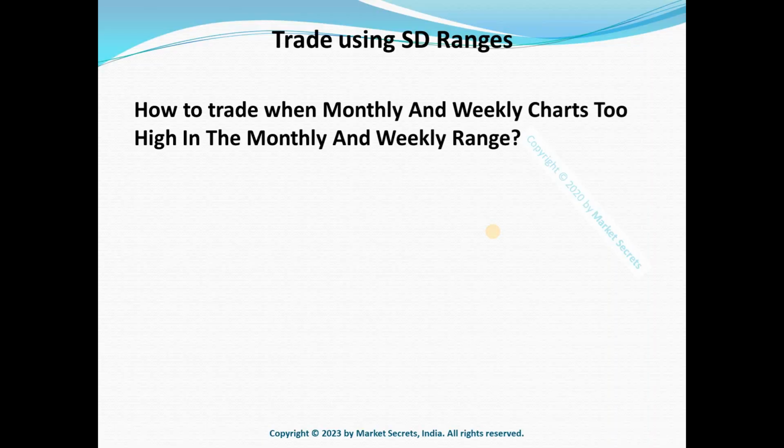And with that note, let's jump into today's session. How to trade when monthly and weekly charts are too high in the monthly and weekly range. For example, consider a monthly supply zone is in control, and there is a clear downtrend in the monthly chart. In such cases, we can't go long against this monthly downtrend. And there is higher time frame supply in control as well, that is monthly supply is in control. So the price would be testing the demand zones. So if the price is still within the monthly supply boundaries, that is the monthly SD range, then you cannot go long.